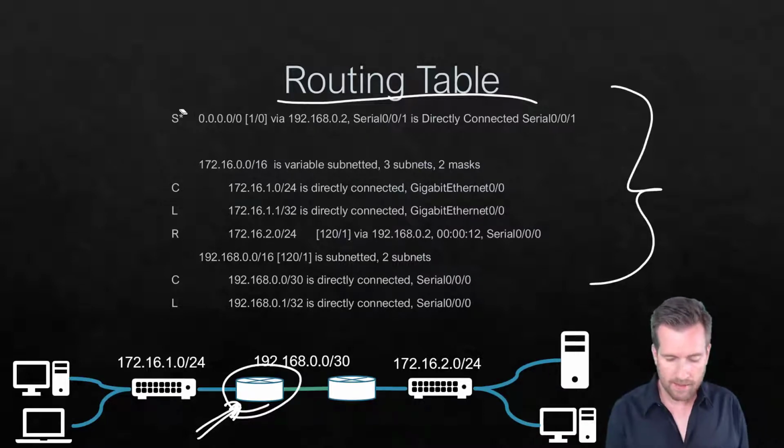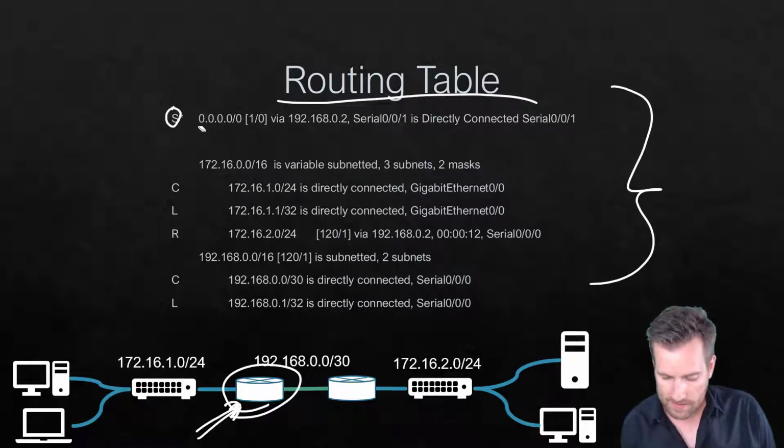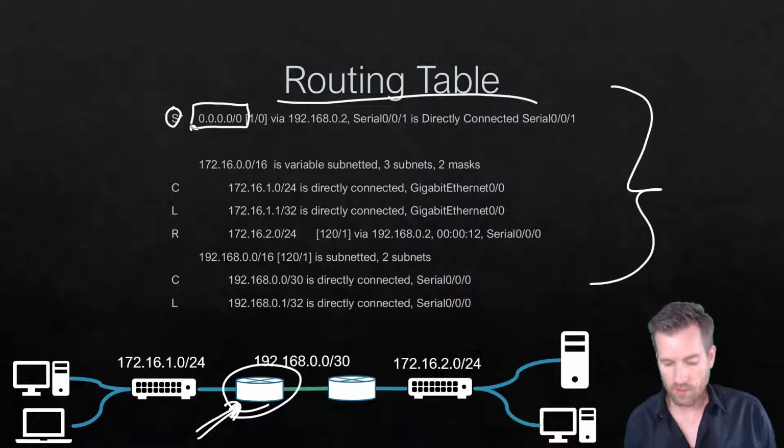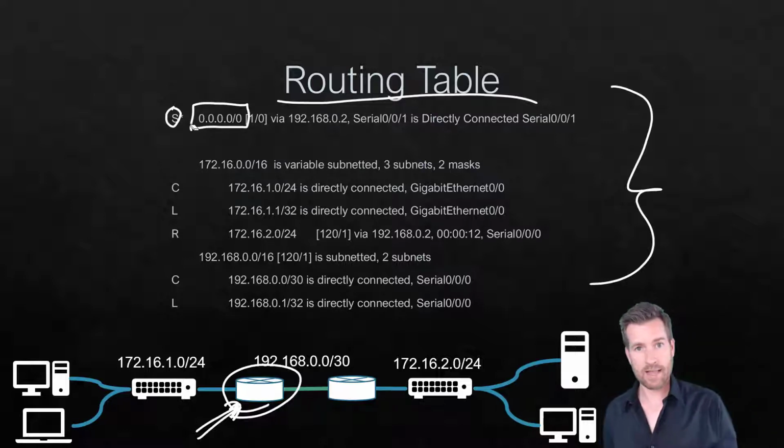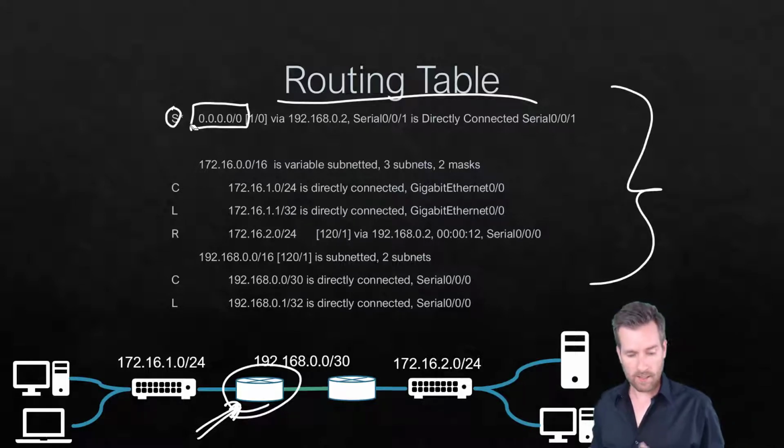So number one, the first thing we run across is this S. That just means static. It's a static route that's been entered into this router. And we see the next part of this is a quad zero, or 0.0.0.0/0, which means quad zero or the whole internet. It's the everything. This is the default route. So somebody's entered a static default route into this machine.